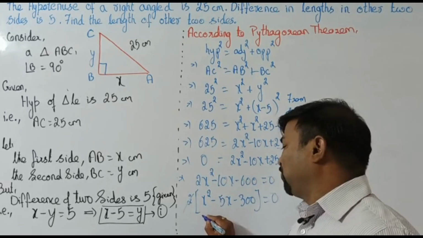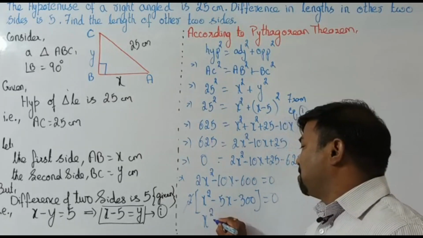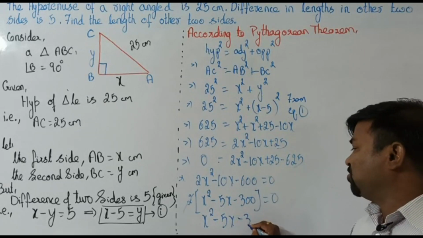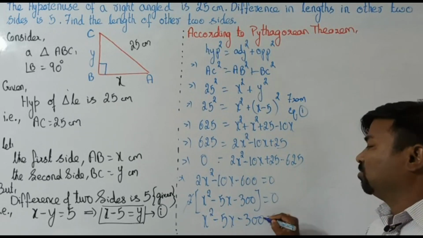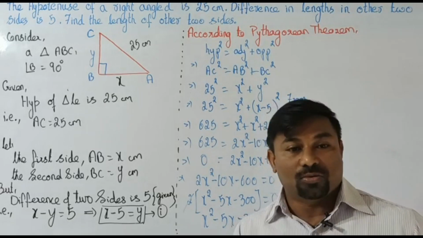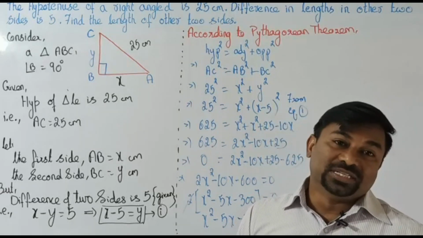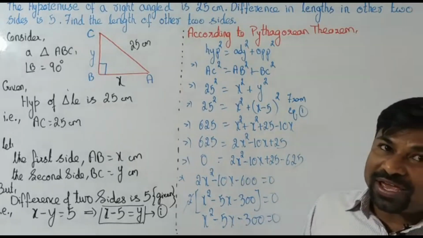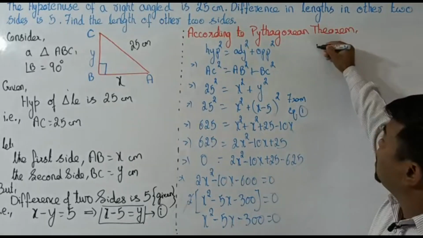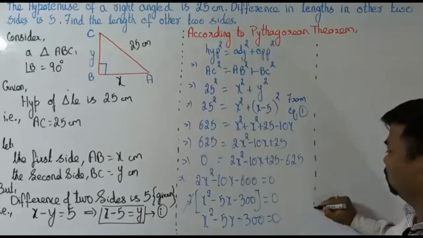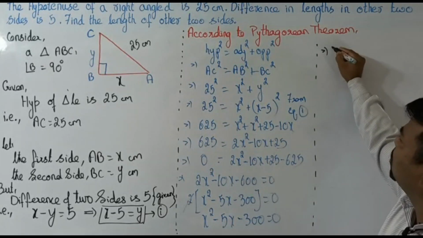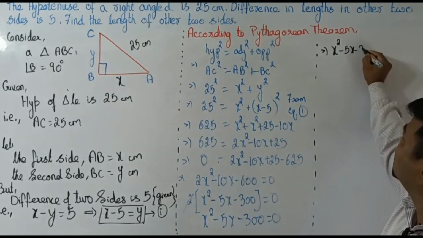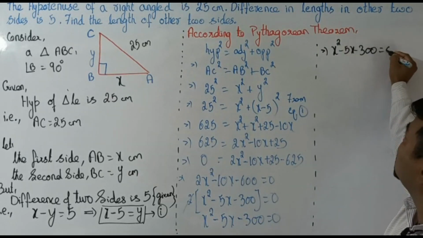Now, what is the equation we got? x squared minus 5x minus 300 equals 0. This is the quadratic equation we have. So, what is left over now? Obviously, we are supposed to simplify that and solve it. Let us solve it. What is the quadratic equation? x squared minus 5x minus 300 equals 0.